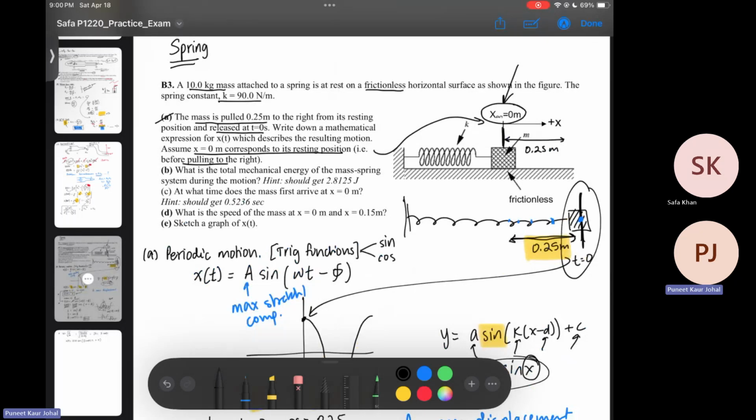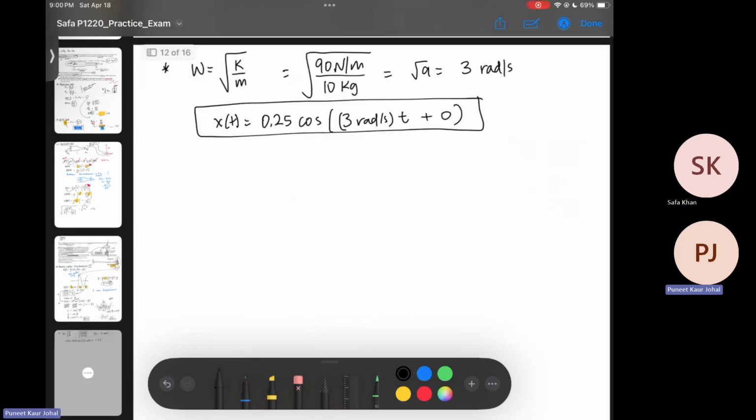B is what is the total mechanical energy? When they say total mechanical energy, it's kind of like Bernoulli's equation. You have to combine the kinetic energy and the potential energy. There's no pressure here because that's for liquids. But when they say total energy, you have to combine all the energies, in this case just kinetic and potential. Kinetic is just half mv squared. Potential energy is just half kx squared.